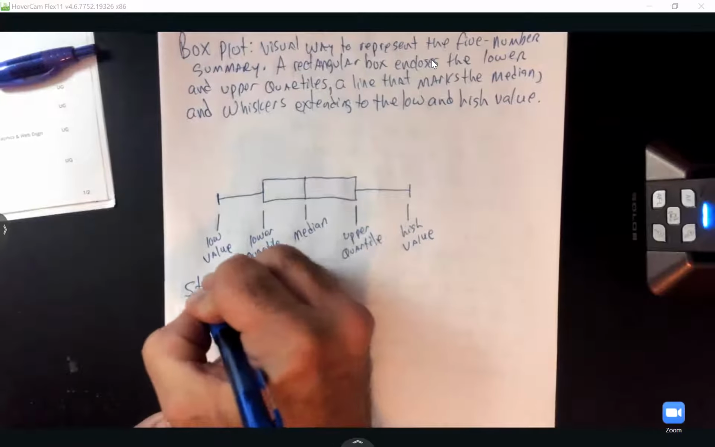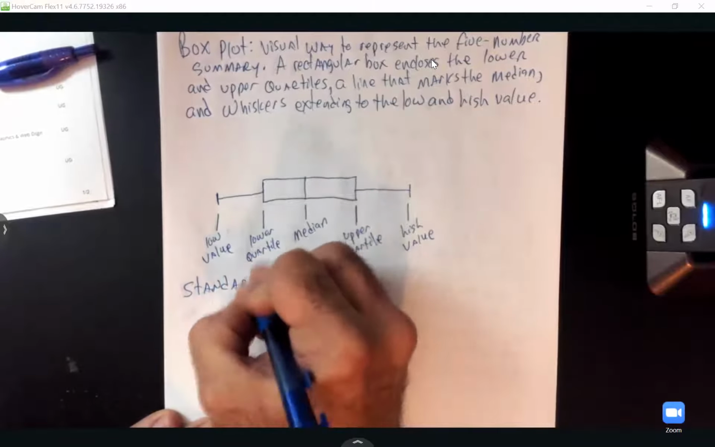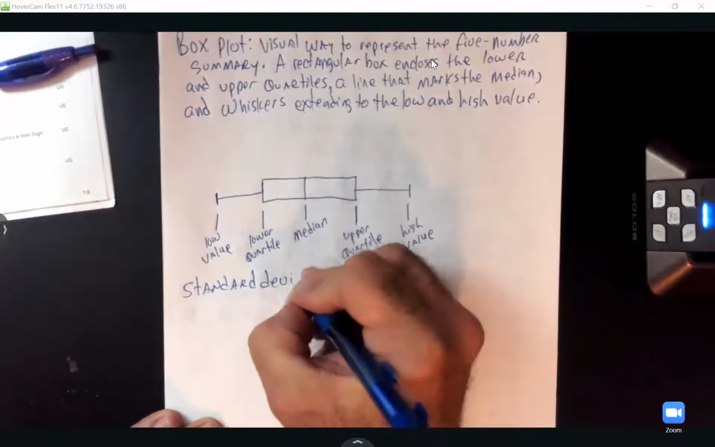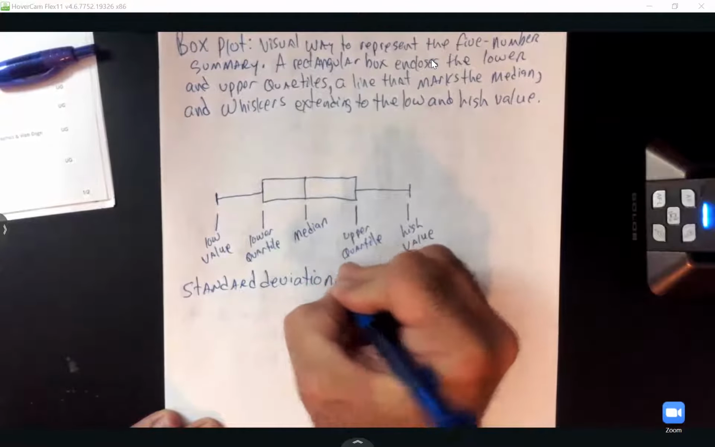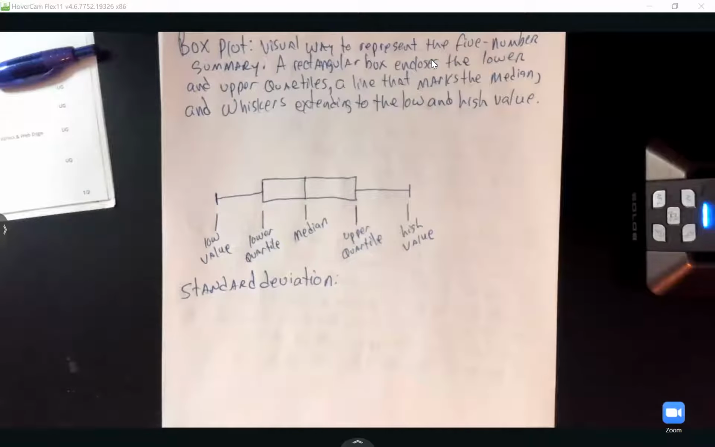So here we go, standard deviation. It's the single most used number when you describe variation. So remember, variation is how far your data is away from the mean of your data. Was it close to the average, or were these values spread out far, like those outliers, okay?